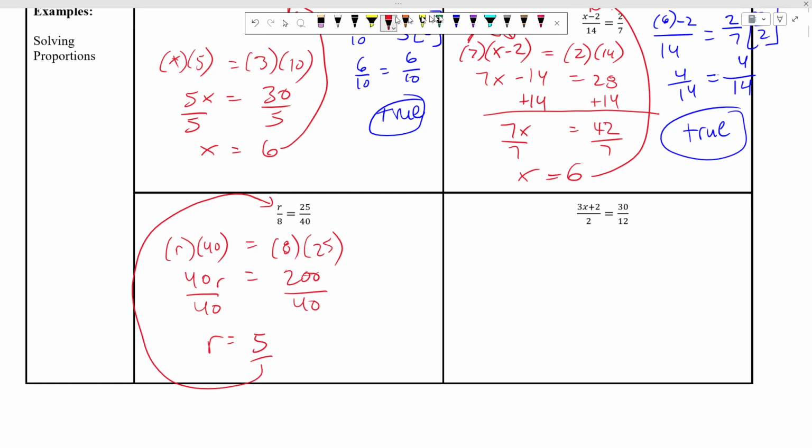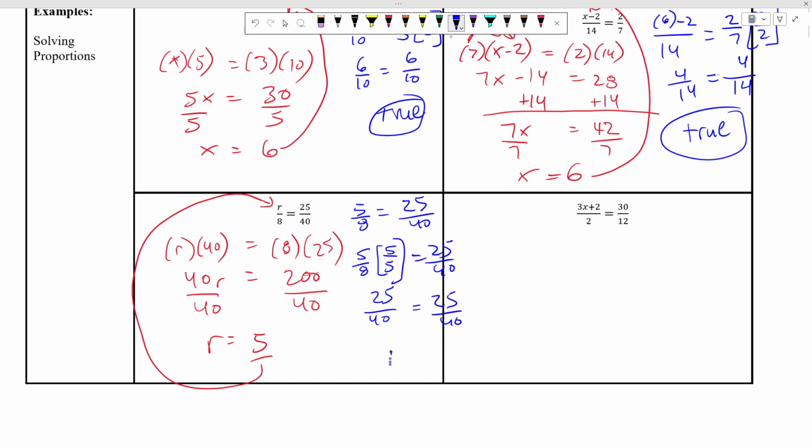So you would get 5 over 8 equals 25 over 40. The least common multiple would be 5 over 8 times 5 over 5. And then I'm asking, is it equal to 25 over 40? Well, let's see here. This would be 40, and then this would be 25. And then it's equal to 25 over 40.